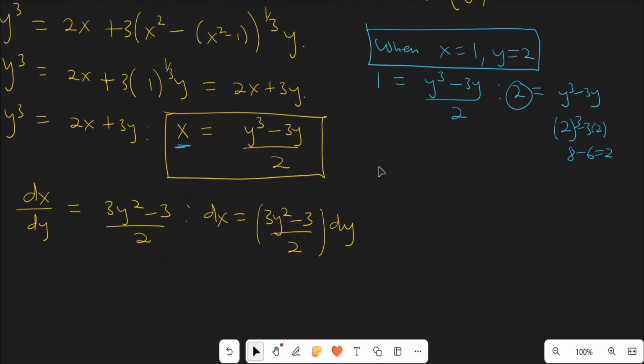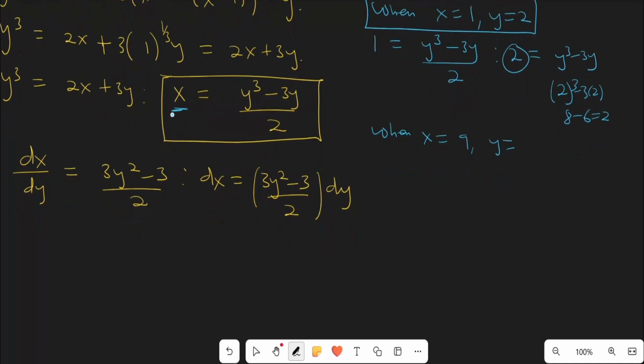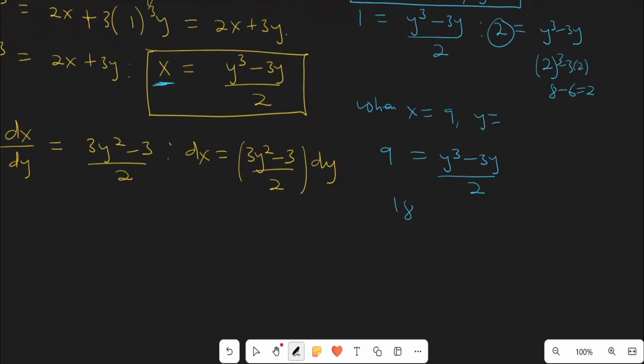Okay, now the upper limit. When x is equal to 9, what will be the value of y? We can plug that in here. So when x is 9, 9 is equal to (y cubed minus 3y) all over 2. So that implies that we have 18 equal to y cubed minus 3y.